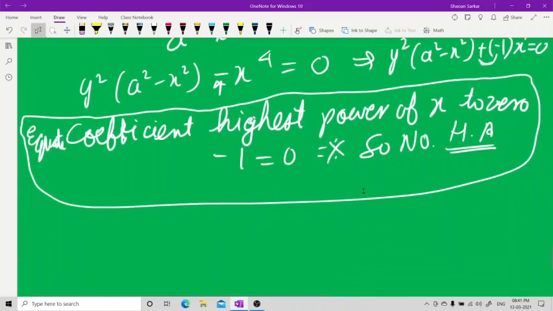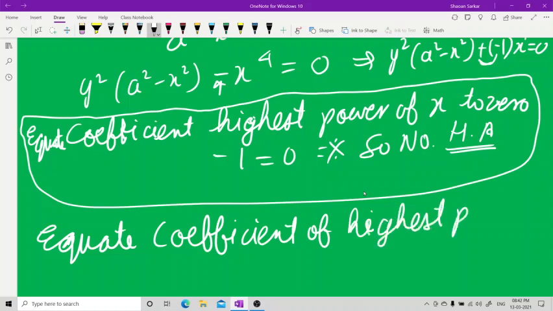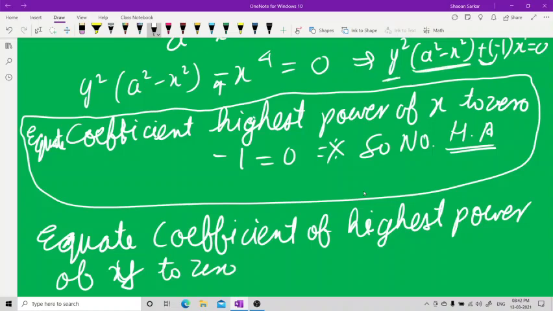Now let's equate the coefficient of the highest power of y to 0. Now this will be what? This is the highest power of y. Y square is the highest power. The coefficient of this, we have to put equal to 0.